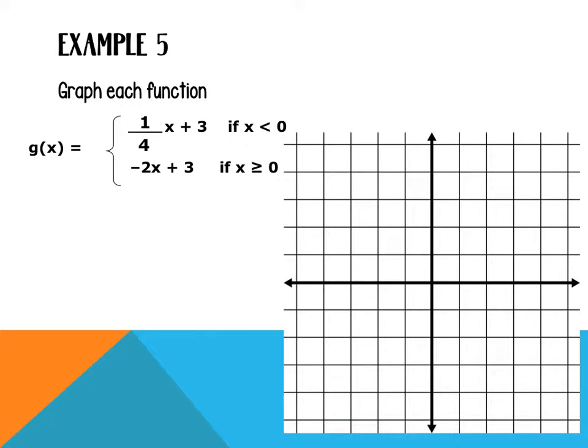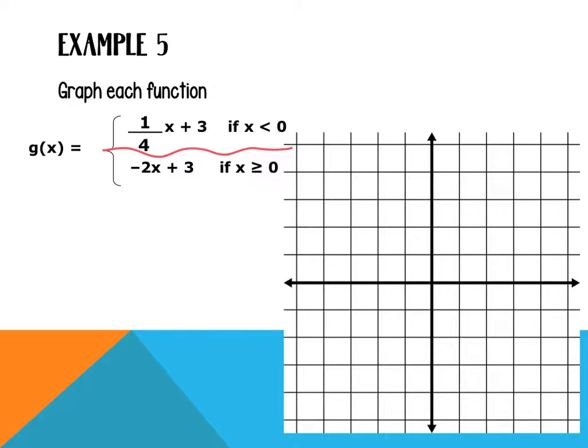It'll say something just like this: graph this function, and obviously when you look at this you should notice it's a piecewise function. So it's saying that g of x is equal to 1/4 x plus 3 for the values of x that are less than 0, and it equals negative 2x plus 3 for the values of x that are greater than or equal to 0. So I'm going to show you the first method, which is graphing and erasing, and then I'll show you the plotting of the points so you can figure out which way you want to do it.